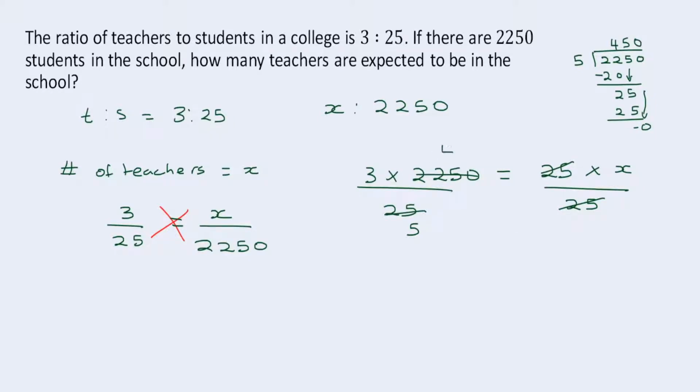So we have 450 here. You divide 5 by 5, 1. By 450, we have 90. So x is equal to 3 multiplied by 90, which is going to give us 270 teachers.